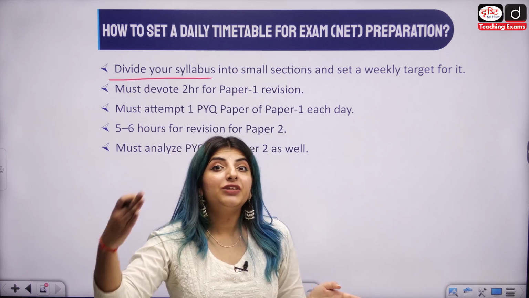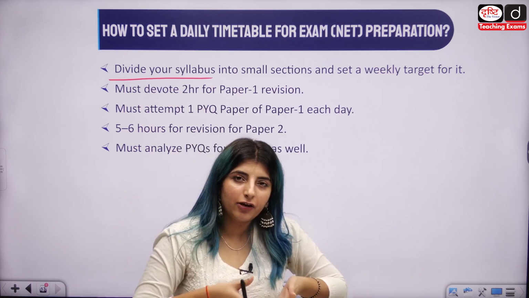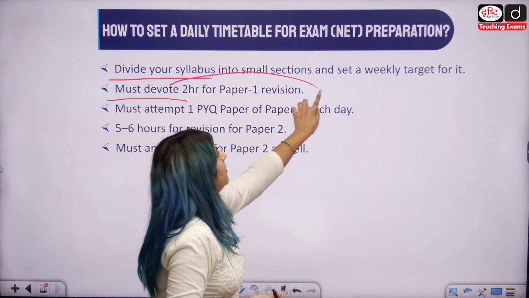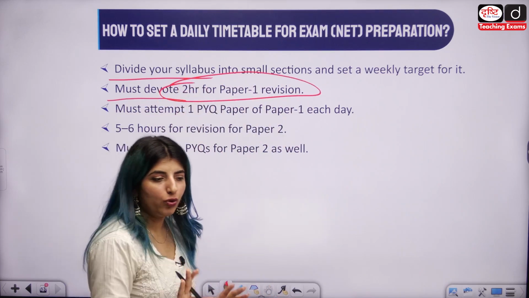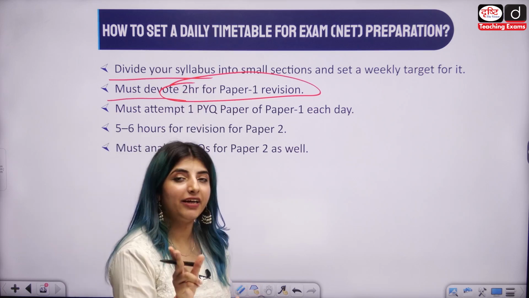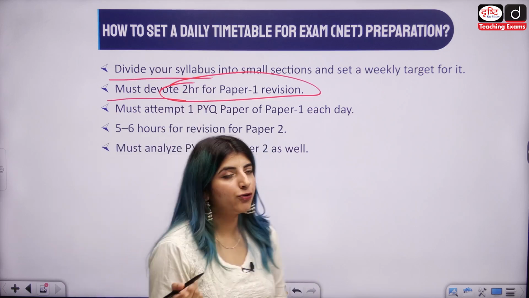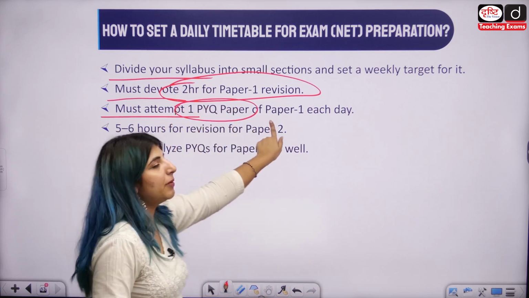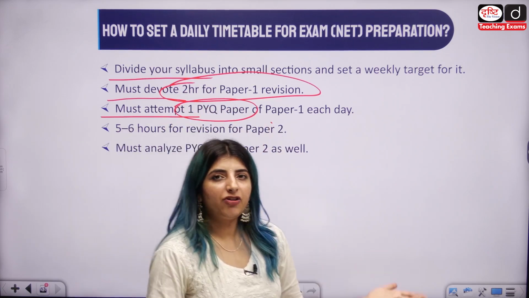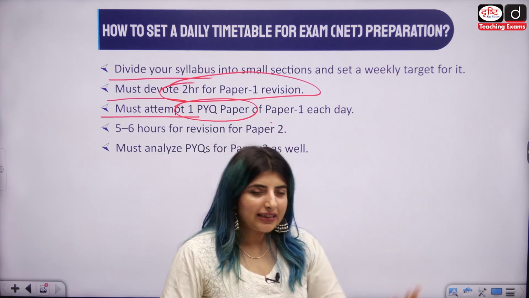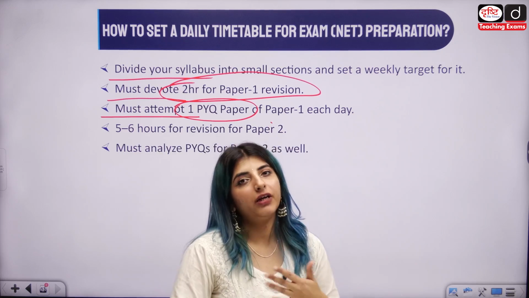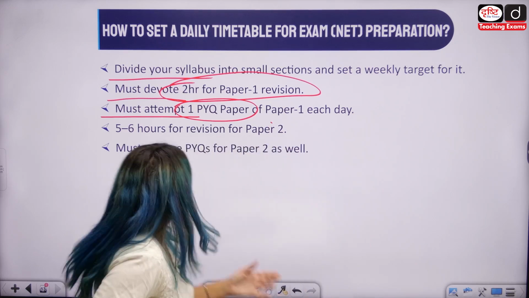Same is the case with using the PYQs for practice along with that. You must devote 2 hours to paper 1 revision each and every day if you could, or weekly. That could vary according to the timetable that you're going to make for yourself. Must attempt 1 previous year paper for paper 1 each day. So 50 questions, you can download a paper and start solving those each and every day, even if you know the answer to the question or even if you don't.